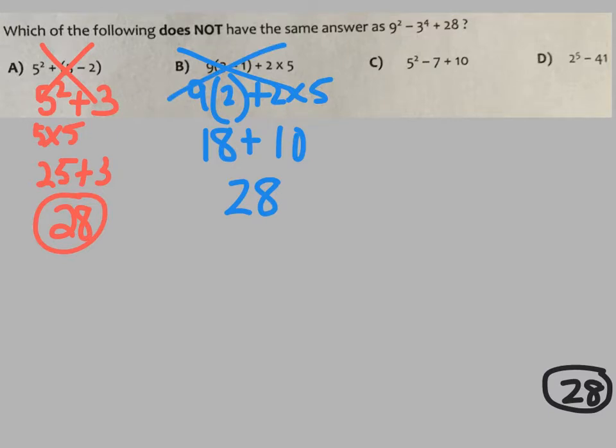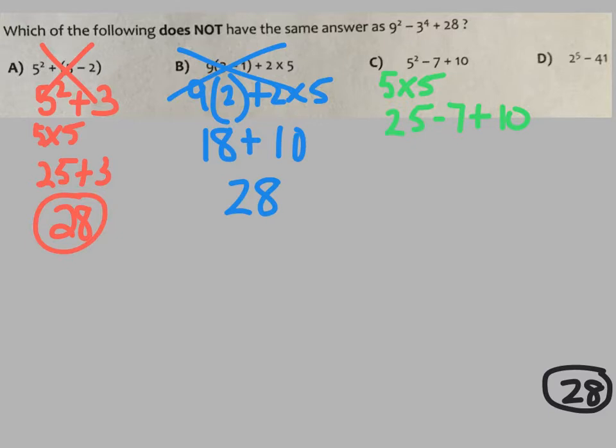Let's try C. Parentheses first, we don't have any. Exponents next. 5 squared is 5 times 5. 5 times 5 is 25, minus 7 plus 10. We do multiplication next, which we don't have. Division, we don't have. And now it's add or subtract, whichever we see first. And we see the subtraction first.